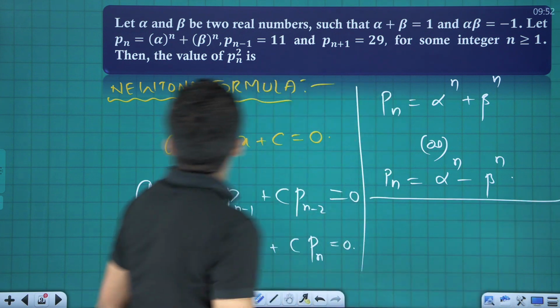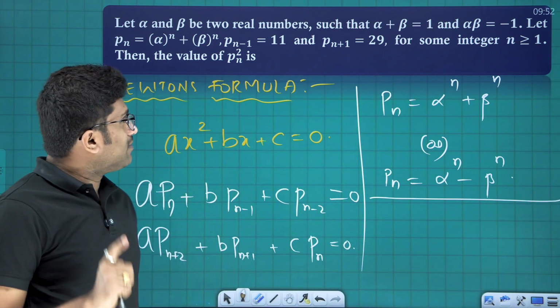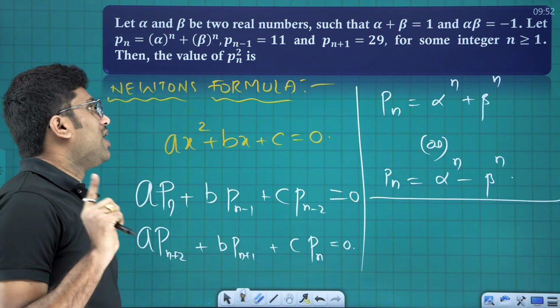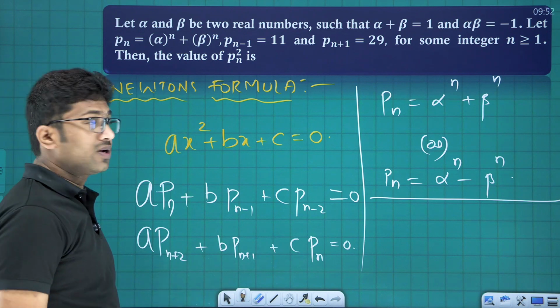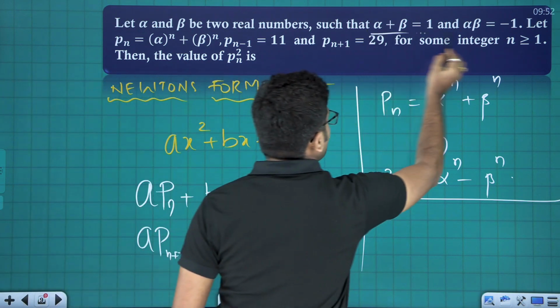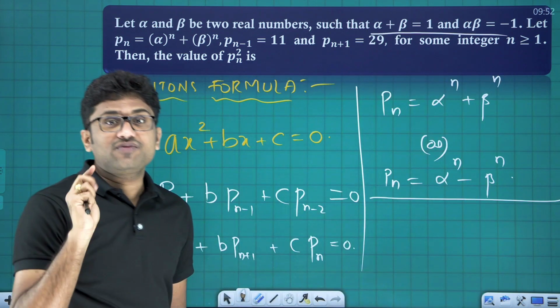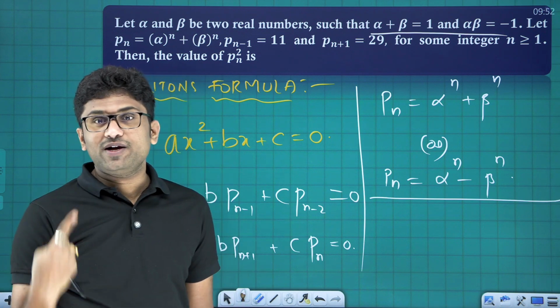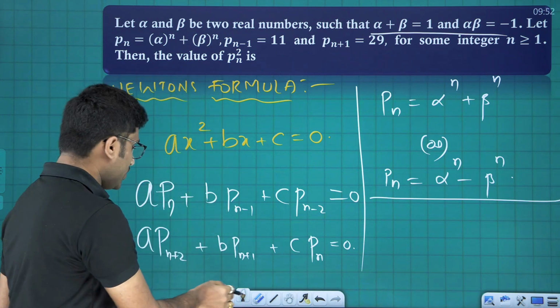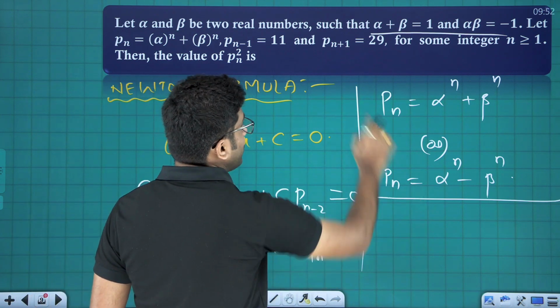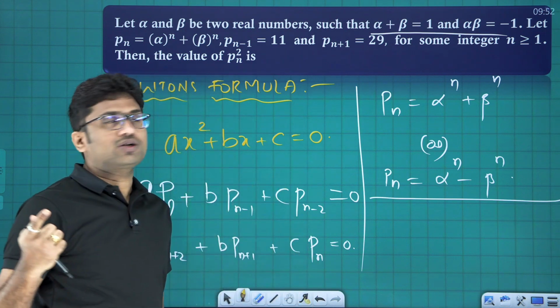Let's try this. Alpha and beta are two real numbers. Alpha plus beta is equal to 1. Alpha into beta is equal to minus 1. The most important thing, friends, is that to apply Newton's formula, we first need to know the quadratic equation. But instead of the quadratic equation, here they have given the sum of the roots and the product of the roots.